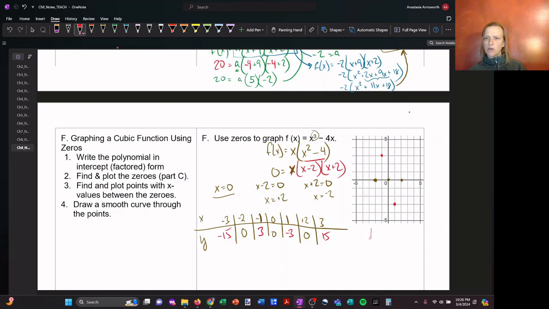So I have some sort of curvy shape. This is typical of a cubic function that looks kind of like this, that I use the zeros to graph and then tested a couple numbers between the zeros so that I could see whether the function was increasing or decreasing between those zeros.